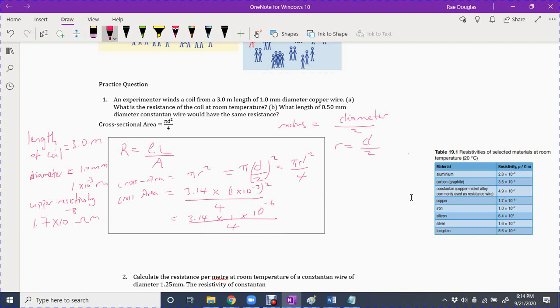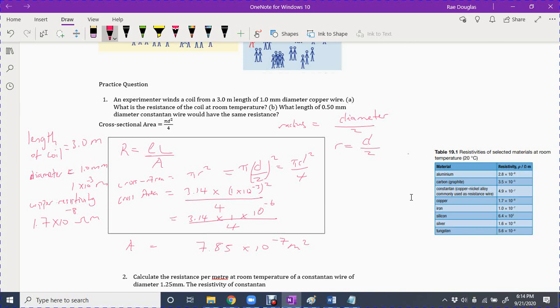We're expecting to get something of this nature. We're supposed to get 7 for the area. Area is going to equal 7.85 times 10 to the minus 7 meters square. And you can do it to check and let me know. Right?